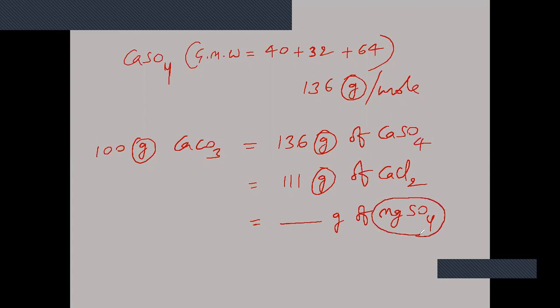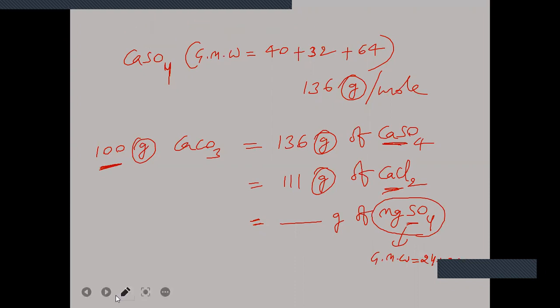MgSO4 gram molecular weight, how to get? Mg is what? 24 atomic weight. And sulfur atomic weight 32, plus 16 into 4 is 64. That will be the gram molecular weight. So like this, the gram molecular weight of any salt given, we can equate with 100 grams of calcium carbonate. So any salt may be mentioned in the question, we have to take it confidently. So is the concept of degree of hardness clear now? So that's about degree of hardness.